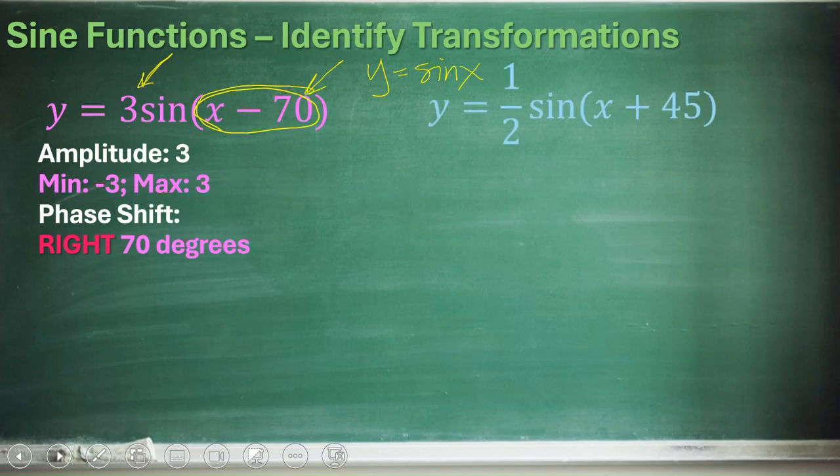All right, our next equation, y equals half times the sine of quantity x plus 45. We have an amplitude of half. That means our graph has shrunk down. It's shorter than the original function y equals sine of x, placing our new minimum at -half and our new maximum at +half.